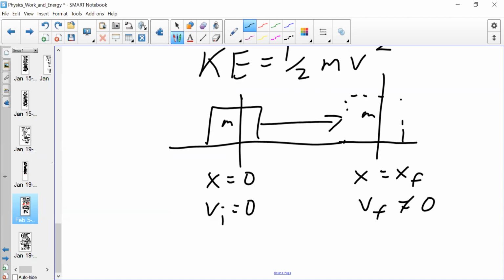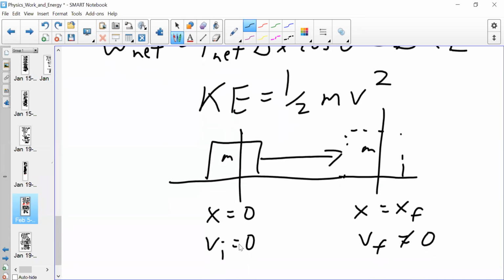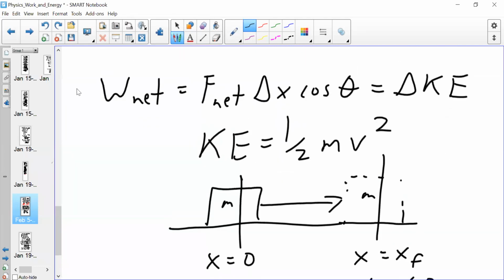So in effect, I can use either of these two equations. If I have my net force and my displacement, I'm looking at a change of position. If I just have my mass and my two velocities, I'm looking at a change in kinetic energy. Well, they're all equal to each other. I can find work from either of these two situations. It just depends on what I have in the problem.